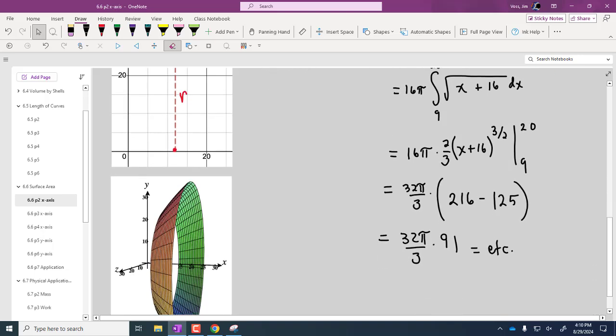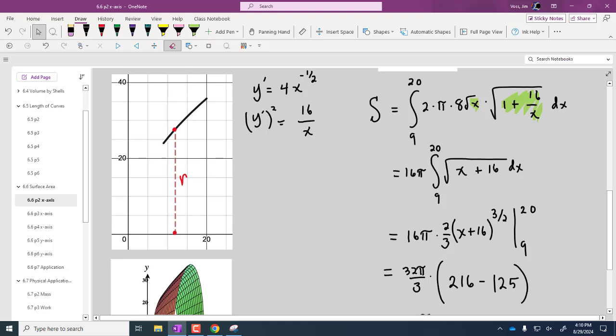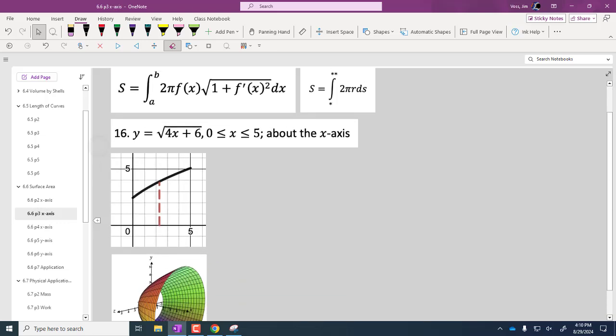All right, we have time to do one more. So unless someone has a question. If someone has a question, let's get it. Any part of the ds that doesn't make sense? So ds is always square root 1 plus y prime squared. Let's try one more. So here's the formula again.